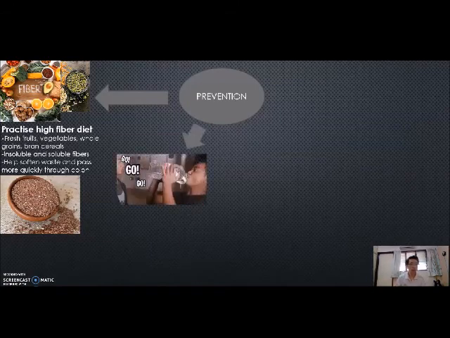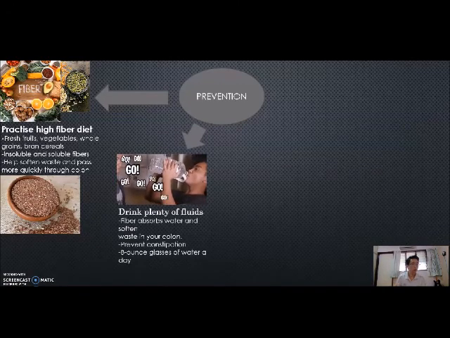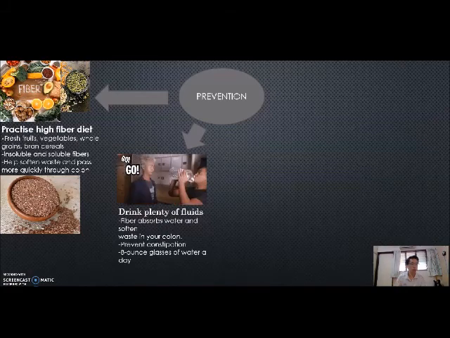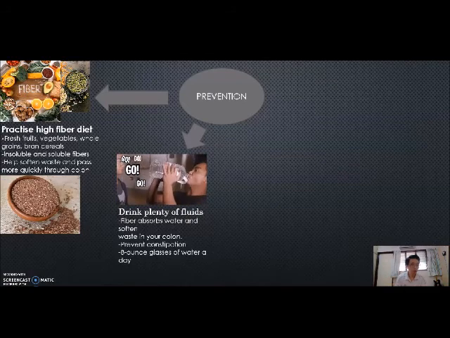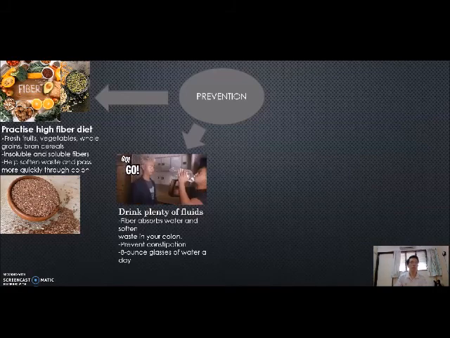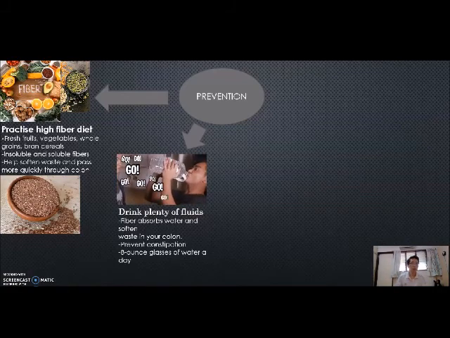For the second part, we should drink a lot of water every day. As we know, fiber absorbs water and it helps to soften the stool. This process is very important, because when the stool can pass through the colon easily, it will not lead to constipation, and lastly diverticulitis. For the recommendation, we should drink at least eight 8-ounce glasses of water per day.